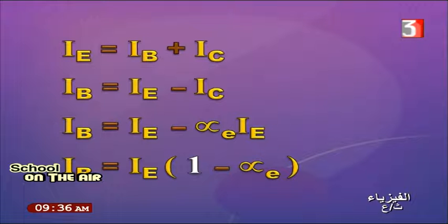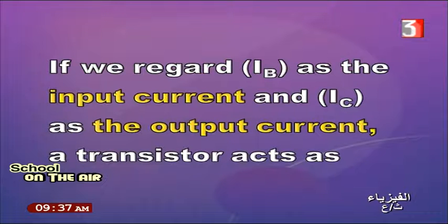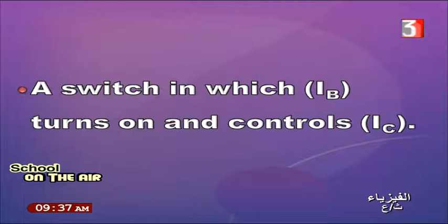Your attention. Now we managed to obtain the current of the base, which we consider the input. The current of the collector, we consider the output. So we'll do something interesting right now. If we regard base current as the input current and IC as the output current, now we can understand that the transistor can act, first of all, as a switch.